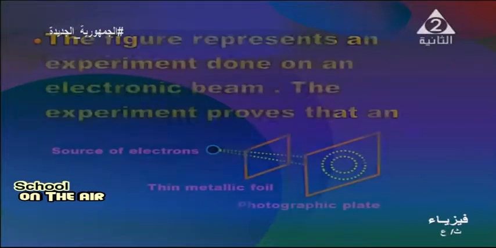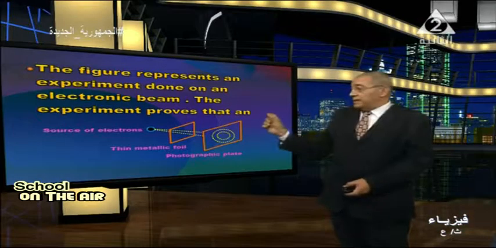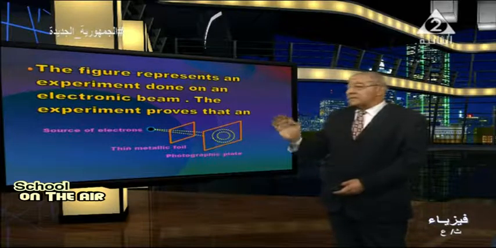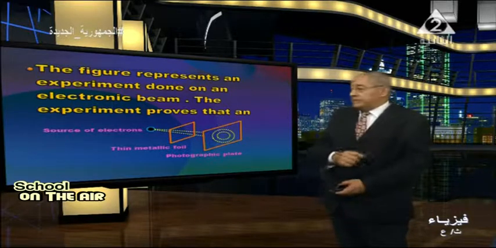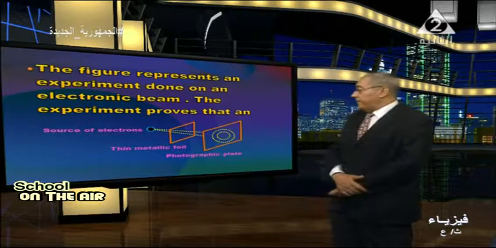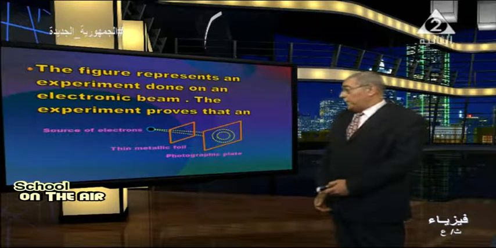Another choice. The figure represents an experiment done on an electronic beam. We've got a source of electrons directed into a plate, and we've got a pattern of interference. So what does this experiment prove? Includes something very important. Once again, the figure represents an experiment done on an electronic beam. The experiment proves that, we will see, what about the choices?